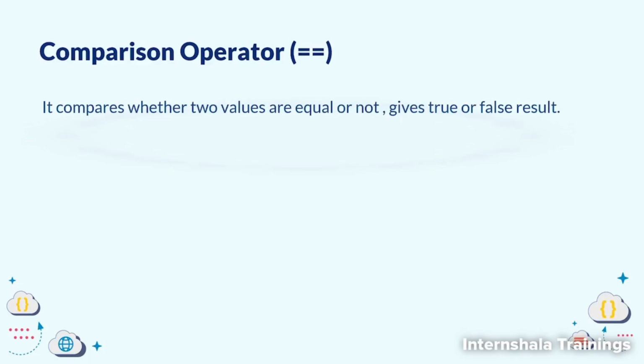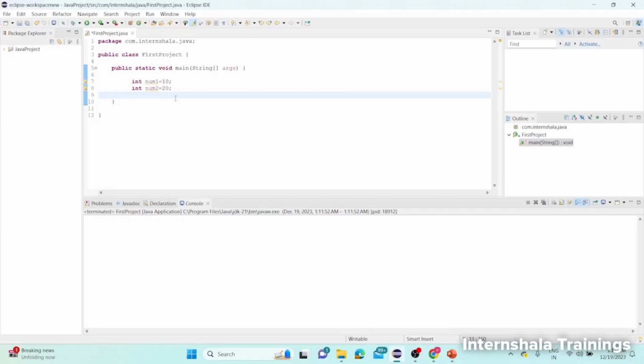Let us continue with our example where we have defined two variables num1 and num2, and let us try to compare those two values. To make the comparison, we have to write the code statement as num1 double equal to num2. Now, since it will give a Boolean result, let us store that in a Boolean type variable. Let us declare a Boolean variable and name it result. Result is equal to num1 double equal to num2 in a bracket.